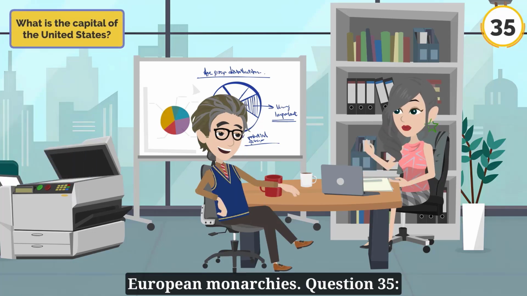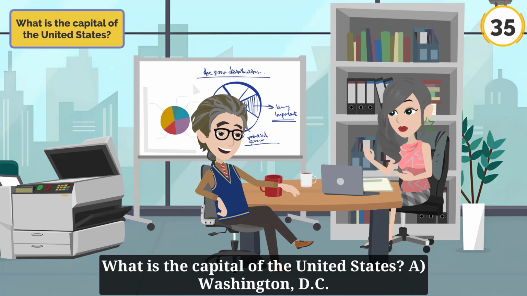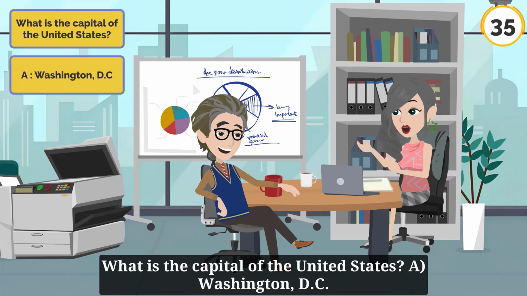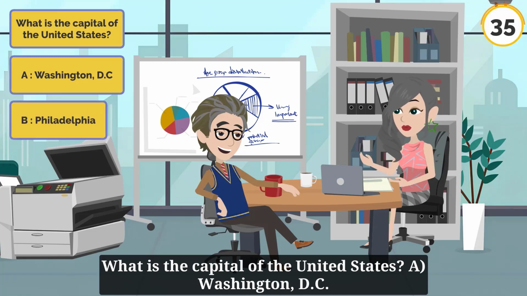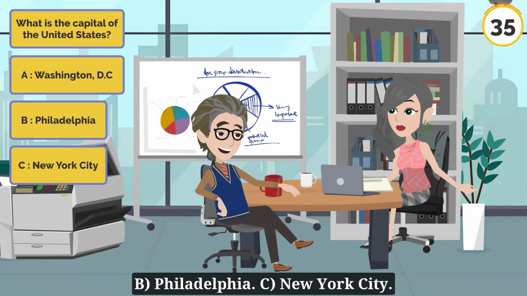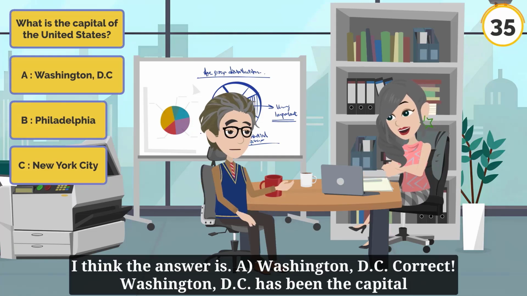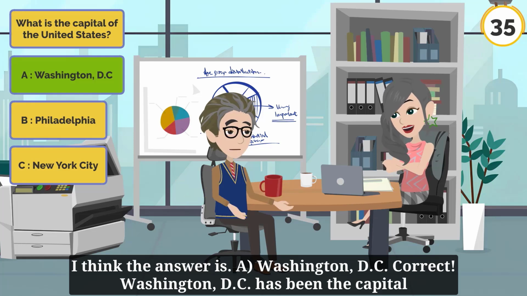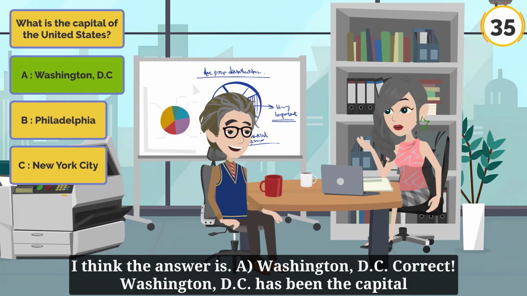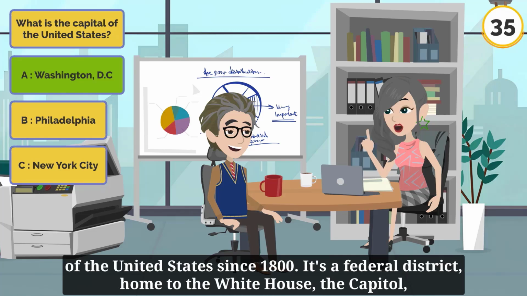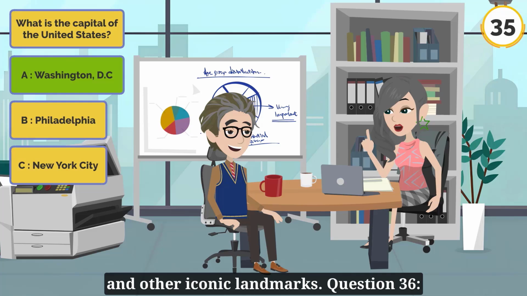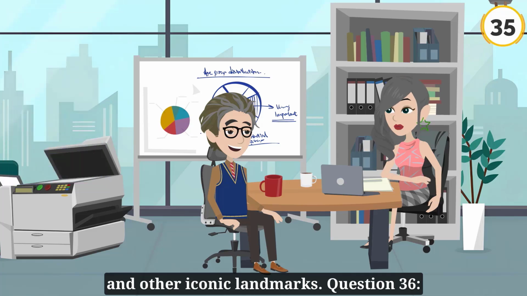Question 35. What is the capital of the United States? A. Washington, D.C. B. Philadelphia. C. New York City. I think the answer is A. Washington, D.C. Correct. Washington, D.C. has been the capital of the United States since 1800. It's a federal district, home to the White House, the Capitol, and other iconic landmarks.